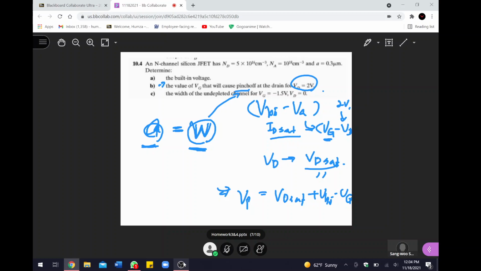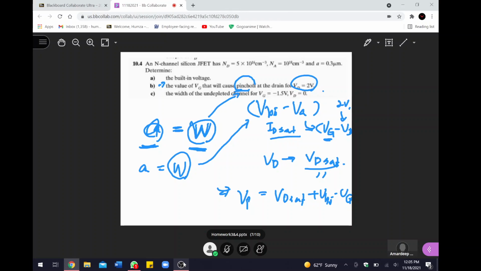The channel is initially A in the JFET, and then pinch off, this width needs to be the same as the depletion width, because at that moment we call it pinch off. And then the depletion width is related to your applied bias. So we just calculate the applied bias to get the A.